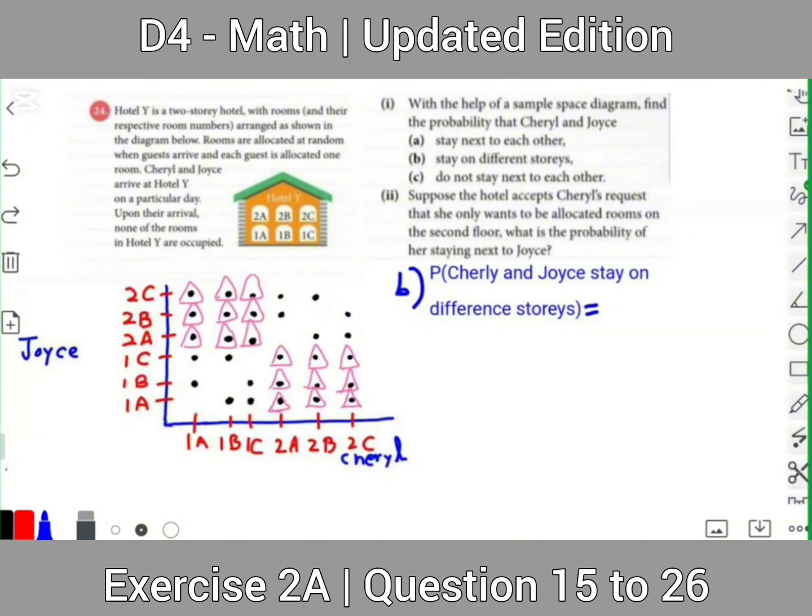So if we count the favorable number of outcomes, they are 18. And the total number of outcomes was 30. And after simplification, it will give us 3 over 5. So the probability that Chiral and Joyce stay on different stories is equal to 3 over 5.